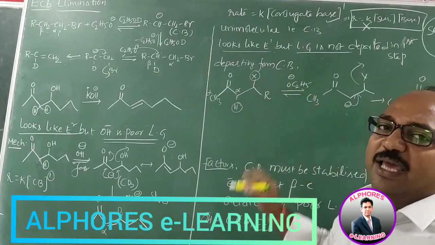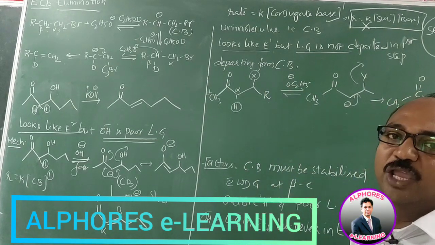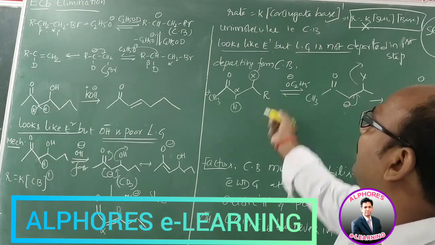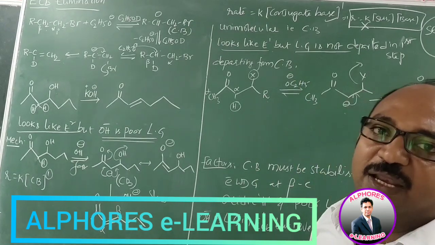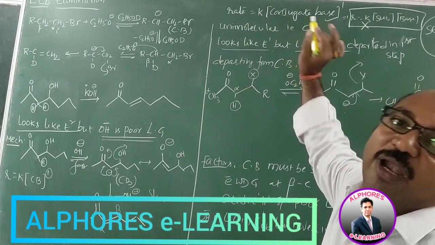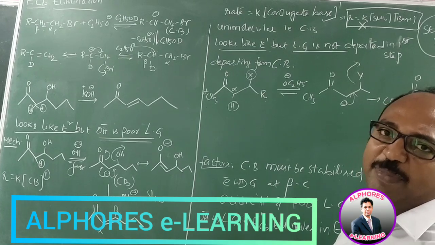If iodine is there, then E1CB elimination is less. If fluorine is there, then E1CB elimination is more. I am repeating once again: if fluorine is there, E1CB elimination happens more. If iodine is there, E1CB elimination does not happen.